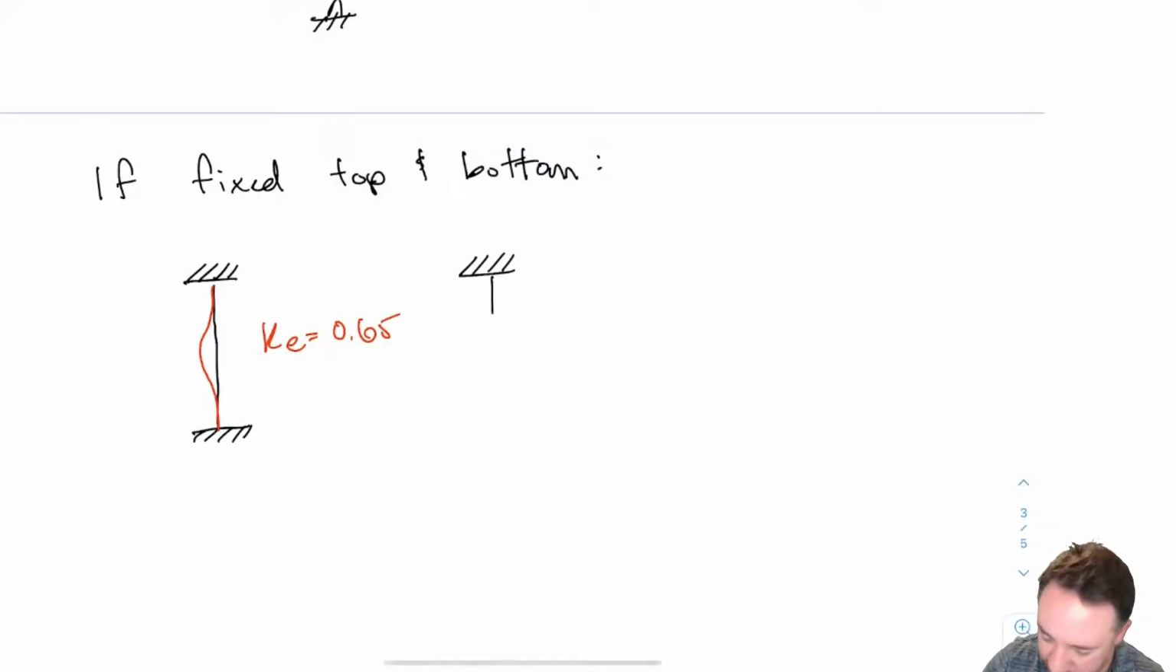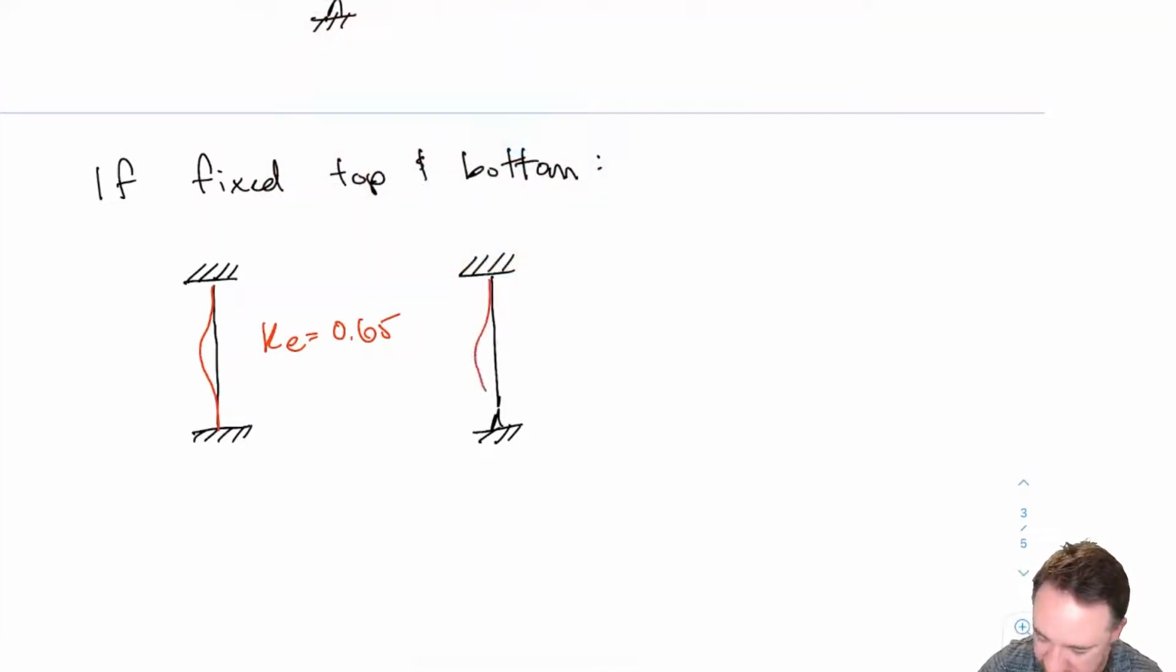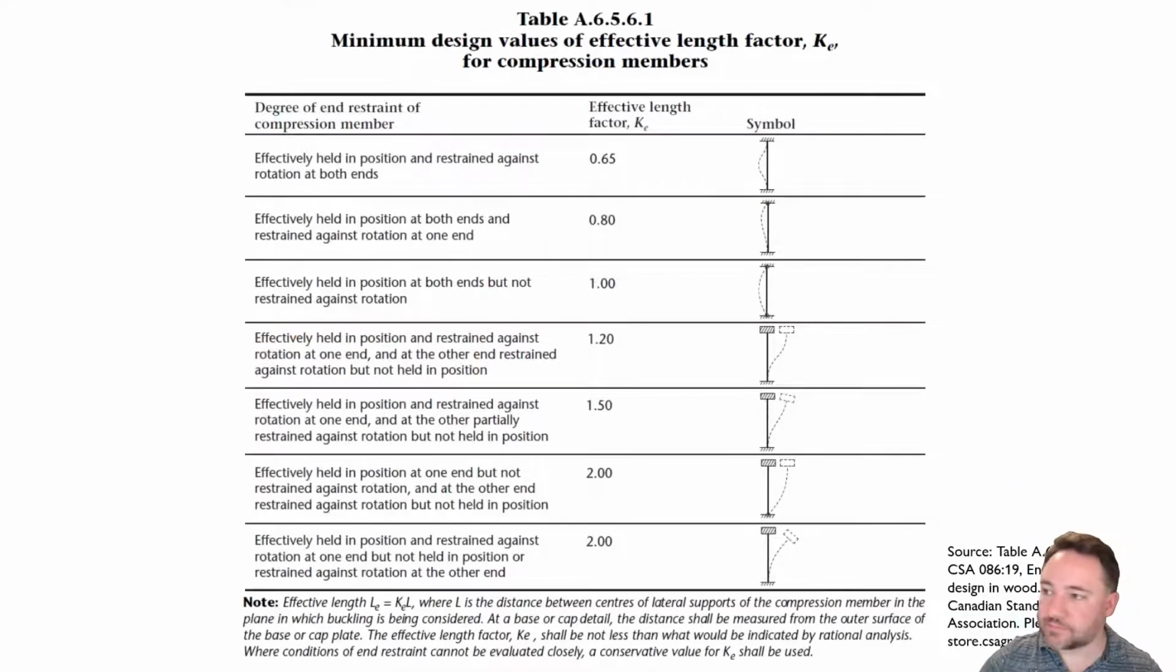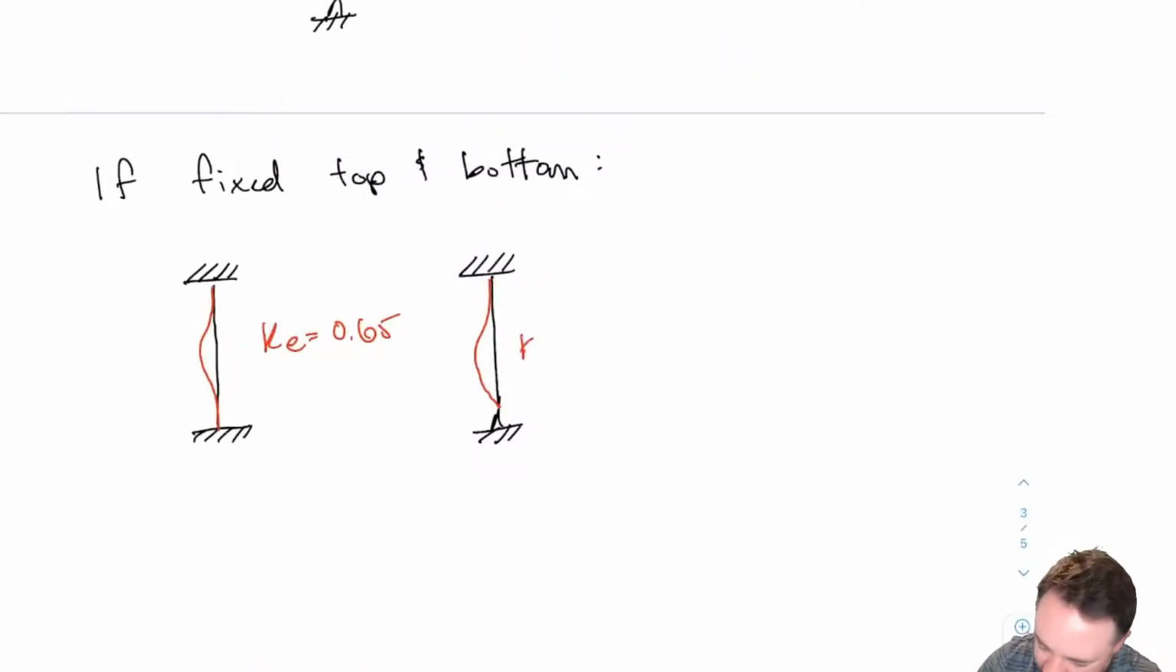Okay, what about if I had a case where I had a fixed condition on the top so it can't rotate and a pinned condition on the bottom? Then this thing is going to deform something like this. And if I go back to my table, you can see that's equivalent to this one here. It's the upside down of this one right here, the 0.8. So I'm going to say KE equals 0.8 for this one.